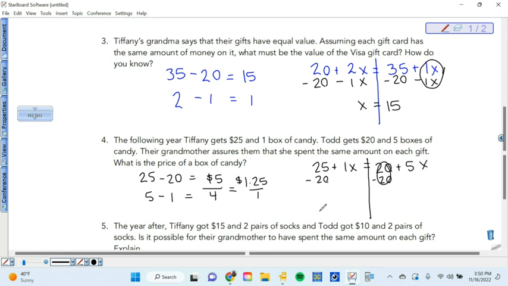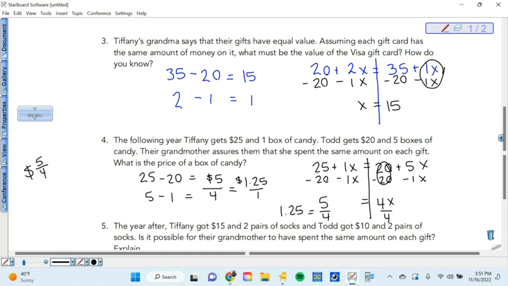25 minus 20 is? And now I'm going to move my x to be over here. How do I do that? Yeah, subtract 1x, subtract 1x. So 5 equals 5x minus 1x is 4x. And then we divide by 4, and I end up with 5/4 again, which is just equal to 1.25, right?